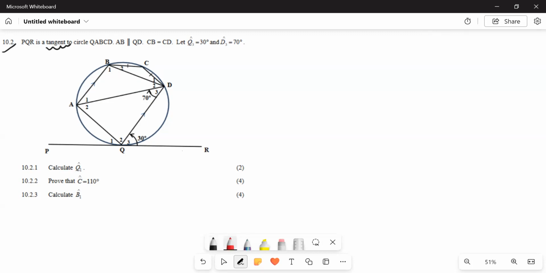So here's our chord there. That's correct. Here's an angle. And then here's our tangent, right? So the angle between the chord and the tangent is equal to the angle opposite to our chord, right? That's good. So now 10.2.1, calculate Q1.